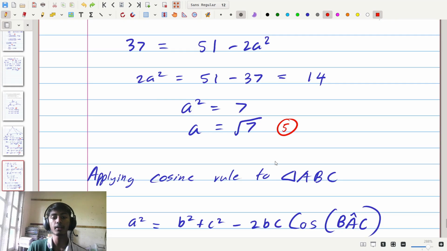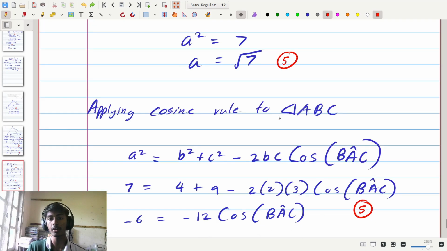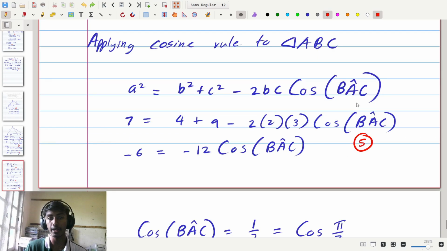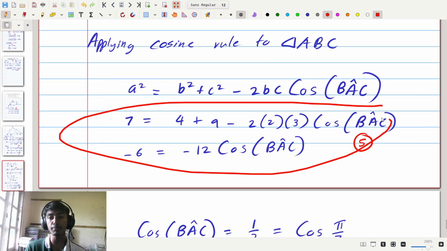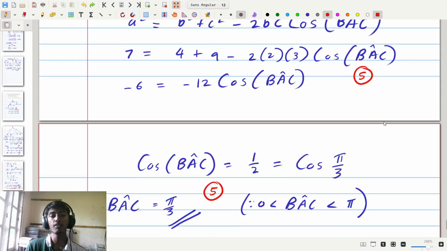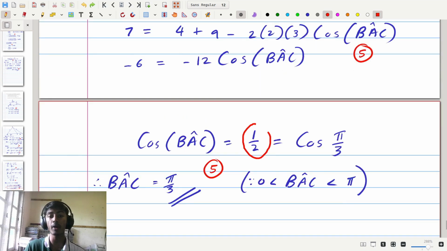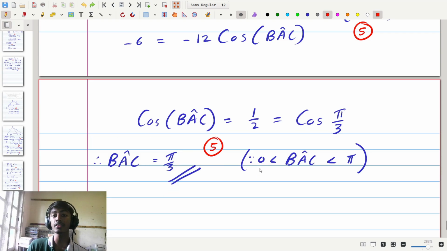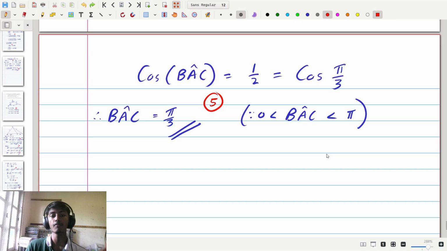And from that, when you finally apply the cosine rule to the triangle ABC to get this equation with the cosine of BAC angle, and then you simplify, for substituting in like this and simplifying, getting this kind of point gets you 5 marks. And after that, when you get cosine of BAC equals 1/2 equals cosine of pi by 3, and then conclude that BAC must be equal to pi by 3 as within the range of 0 to pi the cosine is one to one, from that, when you get the final answer, you'll get another 5 marks.